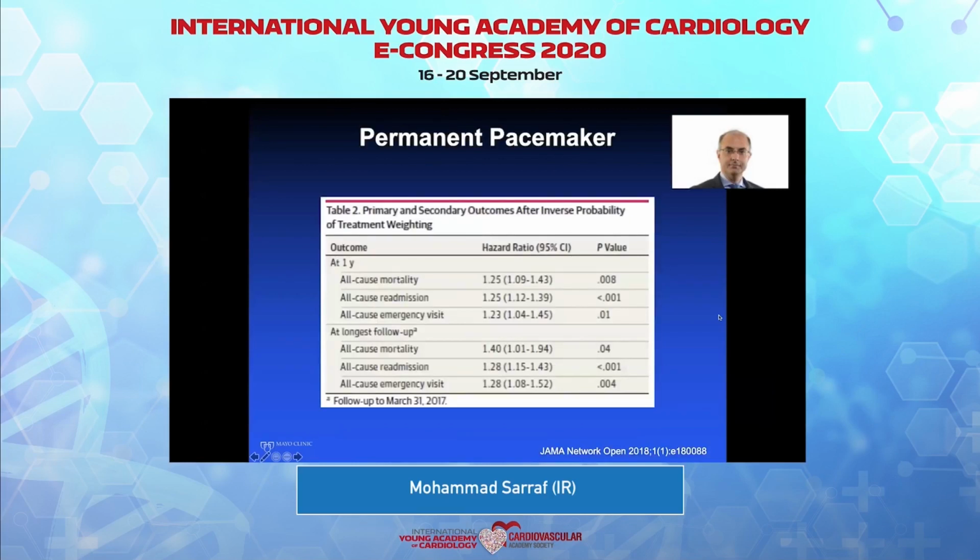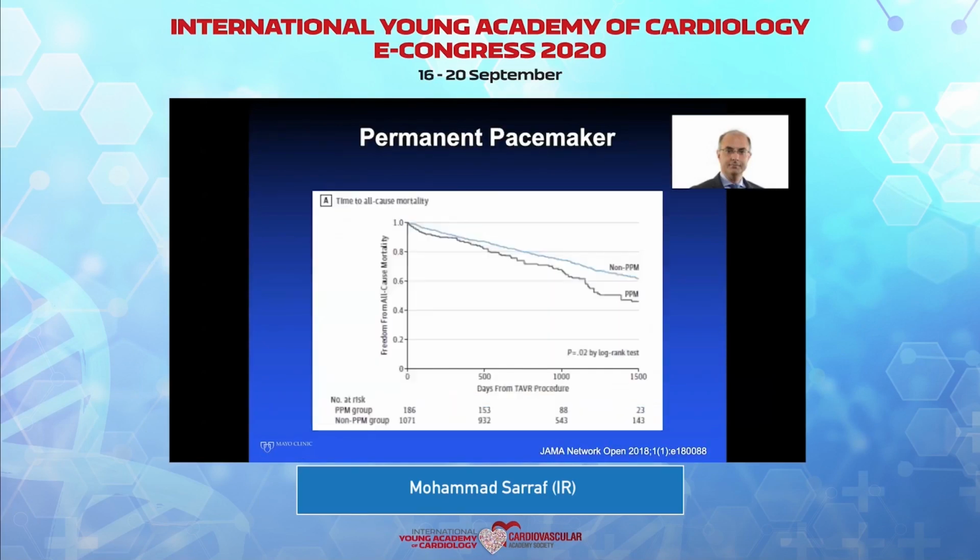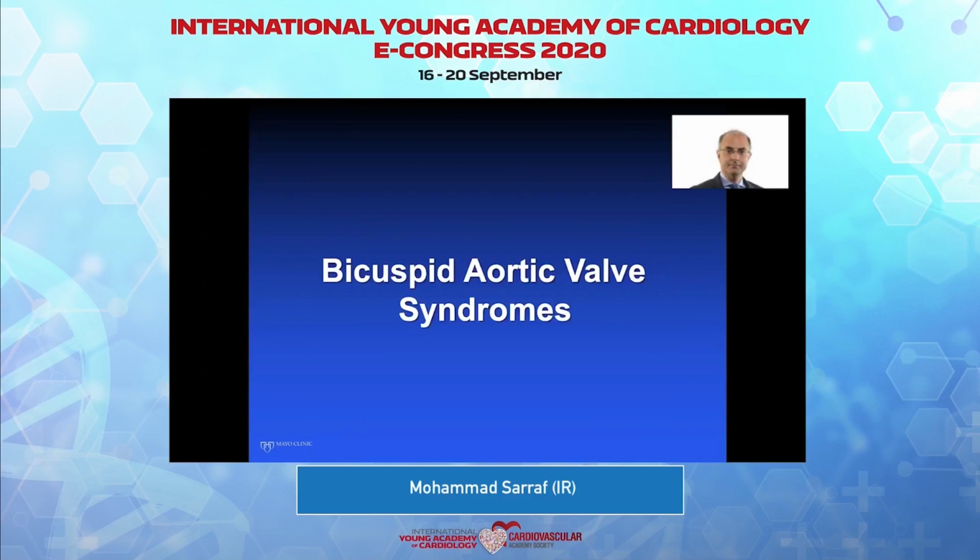We always treat permanent pacemaker as if it's not a big deal, but it seems that at least in the TAVR patient population, it's associated with increased all-cause mortality, readmission, and emergency visits. And again, these trends seem to have started very early on, even within the first year.